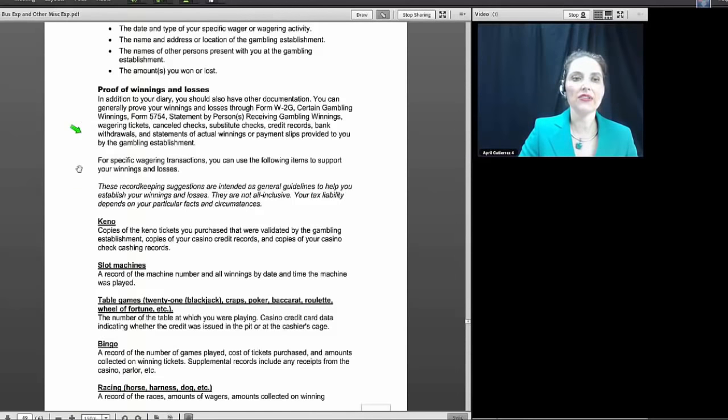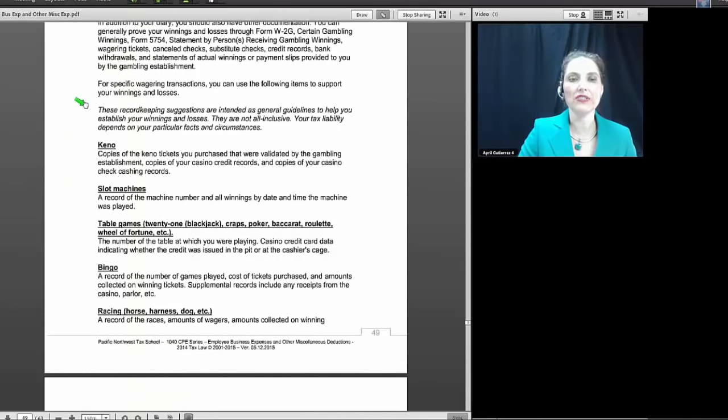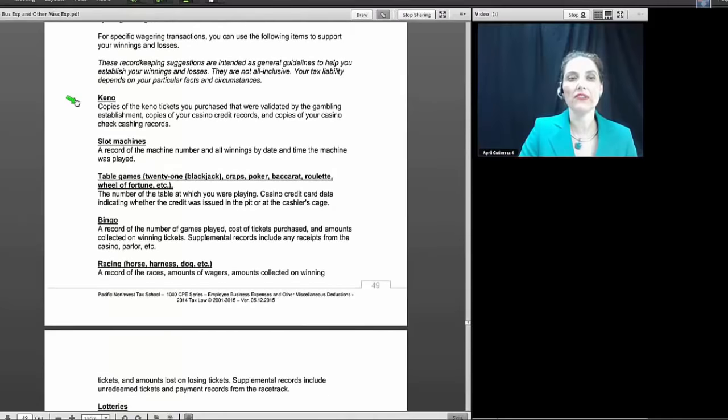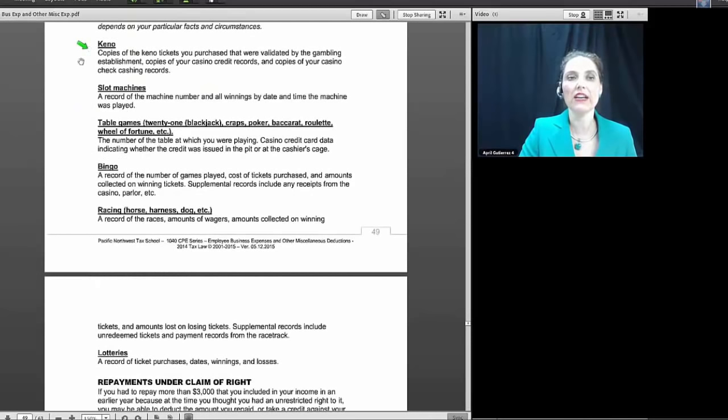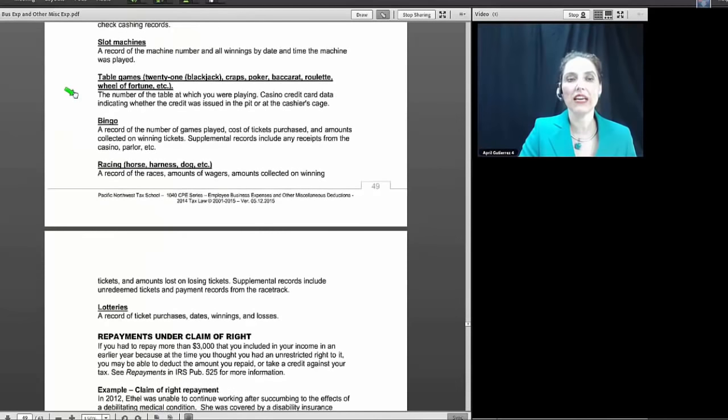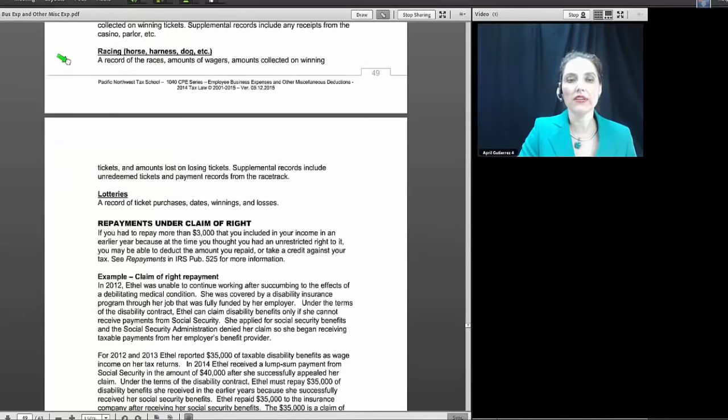And then IRS goes on to say record-keeping suggestions, the type of thing that you need for each form of gambling. I'll leave you to read through these on your own, but there are rules specific to the types of record-keeping IRS wants to see done, depending on whether you won at Keno, slot machines, table games, bingo, the horse races, or lotteries.